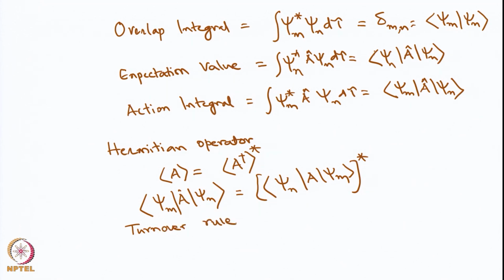The turnover rule simply says that integral psi m star A psi n d tau equals integral A psi m whole star psi n d tau. This tells us that Hermitian operators can operate in both directions, forward as well as backward.